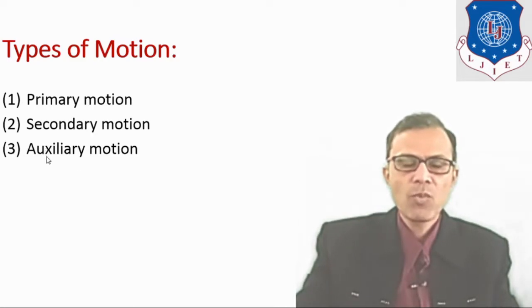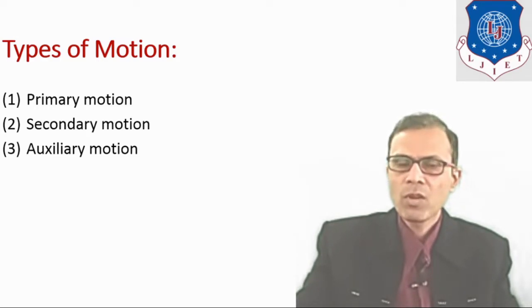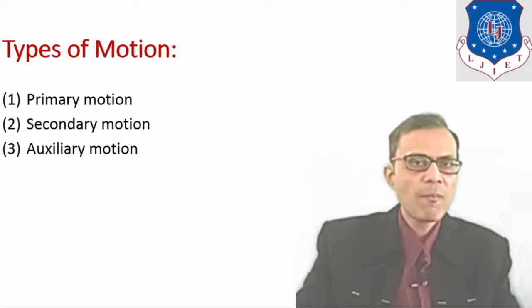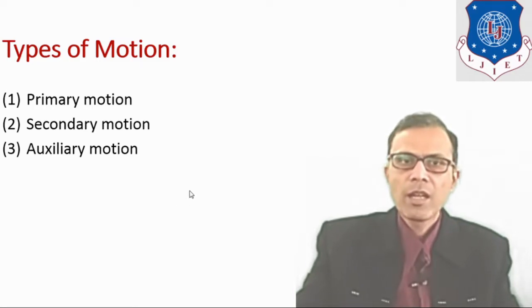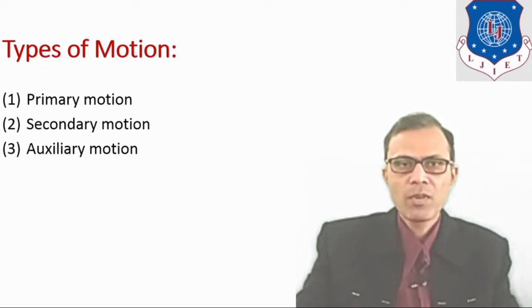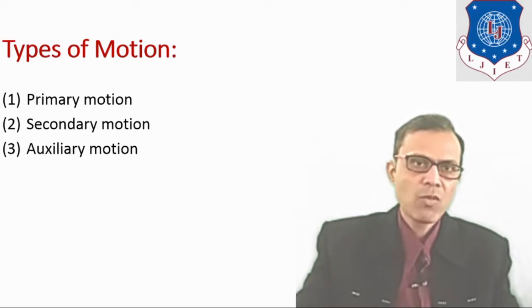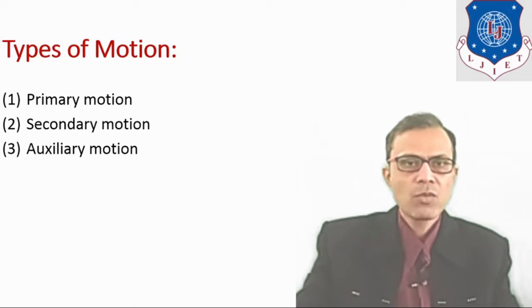And in case of auxiliary motions, there are some motions which are necessary to complete the machining task, like clamping of workpiece, clamping of cutting tool, clamping of table, or setting of tailstock center. So all these are some examples of the auxiliary motion.